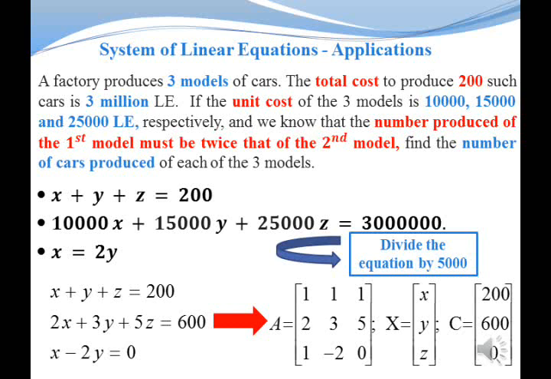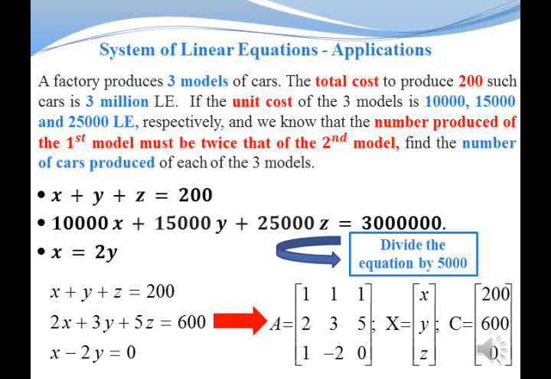So the second equation is the total cost of all three models. We get the cost for the first model as the unit cost times the number of units, the cost for producing the second model, which is the unit cost times the number of units, and the cost for producing the third model, which is the unit cost times the number of units.